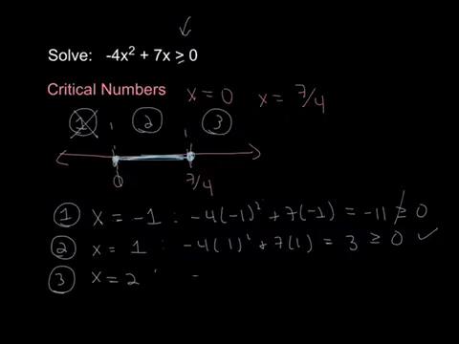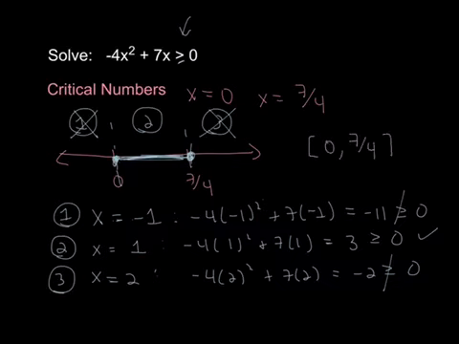Okay, so plugging in 2, then I'm going to get -4 times 2 squared plus 7 times 2. Okay, so 2 squared is 4. Times that, -4 is -16. And to that, I'm going to add 14. So I'm actually going to get -2, which is a false statement. Negative 2 is not bigger than or equal to 0. So region 3 is not included in the answer. Therefore, only region 2 is included, and so is 0 and 7/4. So to write my answer in interval notation is to go from 0 to 7/4 with brackets.